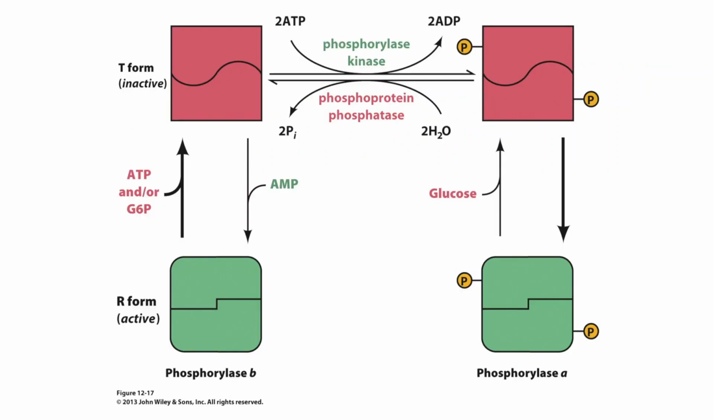And we can see that if we look at our little picture diagram. So the phosphorylase A, the phosphorylated form, is shown on the right side of the slide, and the equilibrium is shifted down towards the more active form. For phosphorylase B, this is the dephosphorylated form of our enzyme, and the equilibrium is shifted up towards the inactive form.